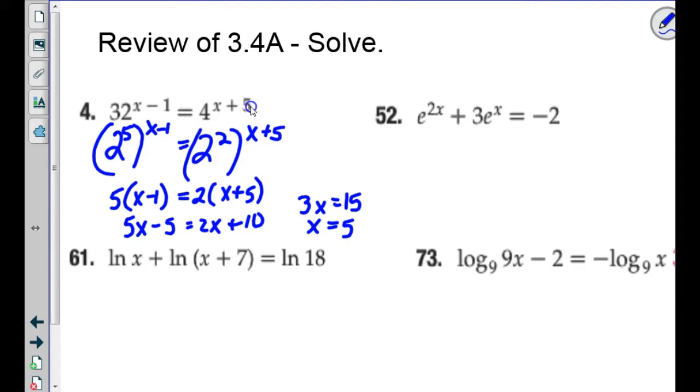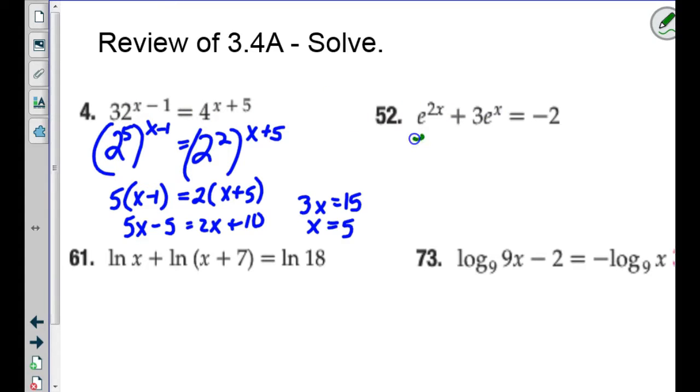So someone could put it back in and check if we want it on a calculator, but one of the questions on the quiz is like that, where you have to make them a like base and get an exact answer. So the reason I didn't do log of both sides, which I could have in theory done, is I won't get an exact answer. I'll get a crazy decimal. Okay, you always want to try to rewrite them as powers of the same base first.